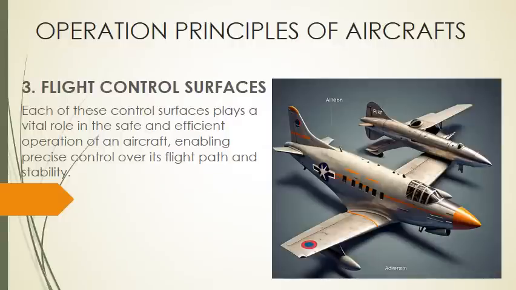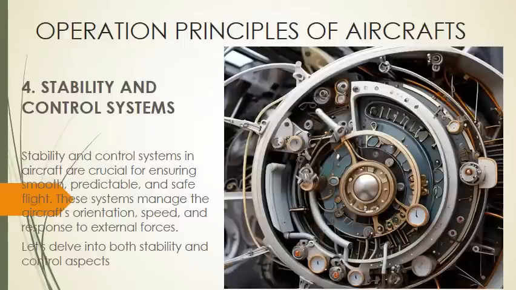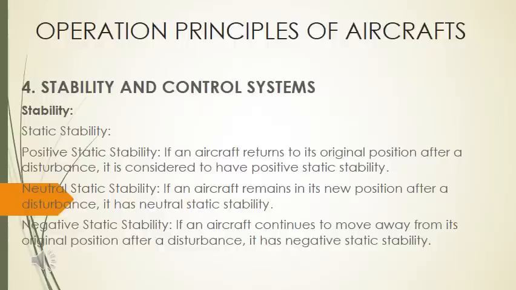Number 4, stability and control systems. Stability and control systems in aircraft are crucial for ensuring smooth, predictable, and safe flight. These systems manage the aircraft's orientation, speed, and response to external forces. So that's the next I'm going to be considering. Let's dive into both stability and control aspects.